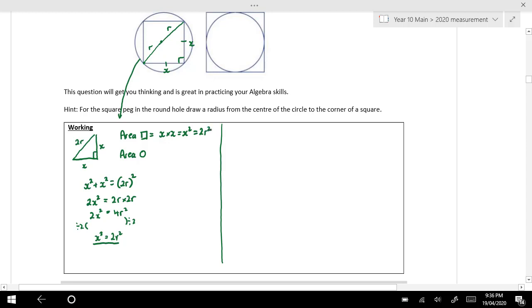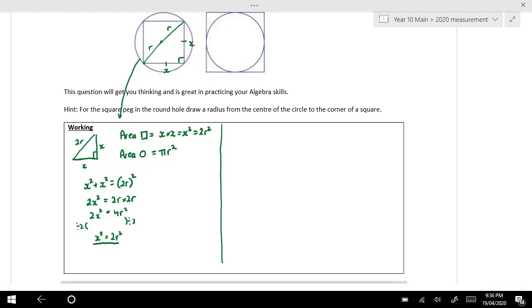Okay, let's find the area of the circle. Well, that's nice and easy because the area of the circle is pi r squared. And we've already got, so we've just got it in terms of the radius, because the radius could be anything. We're just generally looking for a perfect circle and a perfect square inside that perfect circle.